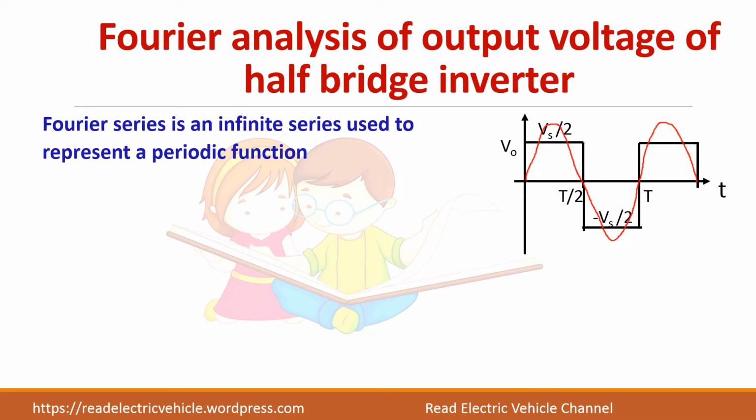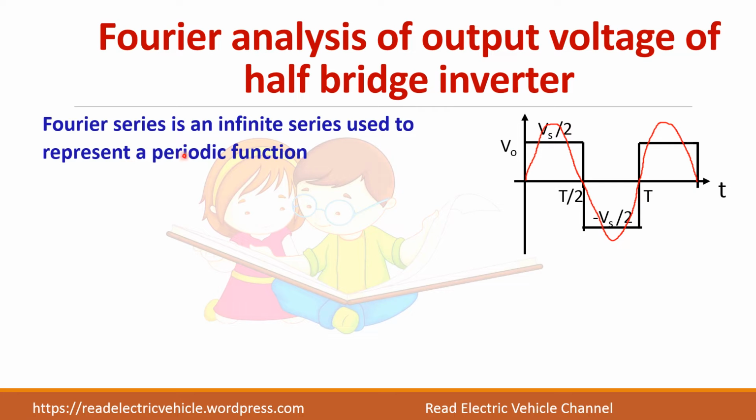So this is the inverter output voltage waveform. You are getting a square waveform, which is a periodic function. So what does a Fourier series do? It can be used to represent a periodic function in terms of sine and cosine components. We want only this sinusoidal component, the fundamental one.